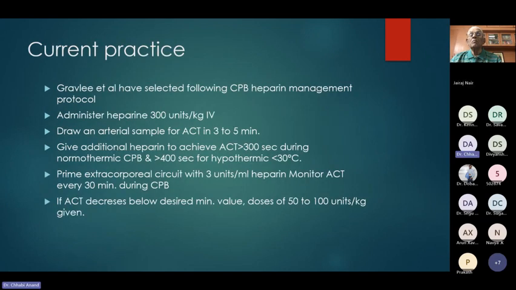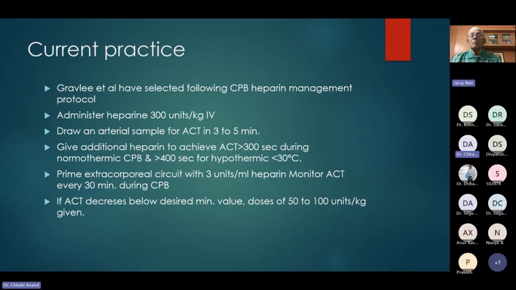Current practice. Gravlee et al. have selected the following CPB heparin management protocol. Administer heparin 300 units per kg IV. Draw an arterial sample for ACT in 3 to 5 minutes. Give additional heparin to achieve an ACT of more than 300 seconds during normothermic CPB and more than 400 seconds for hypothermic, that is less than 30 degrees Celsius.